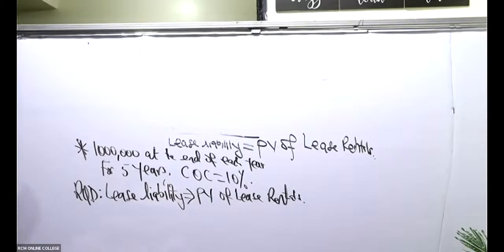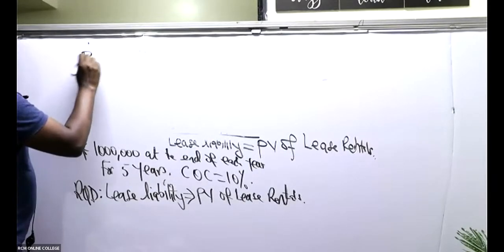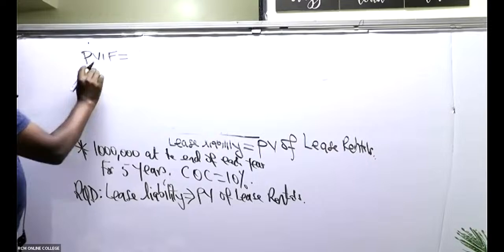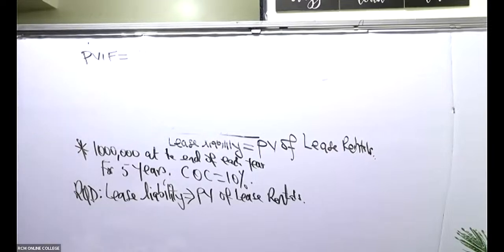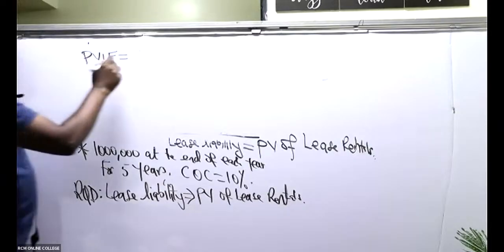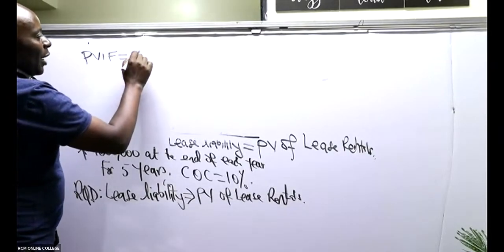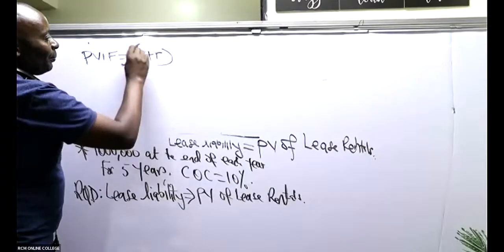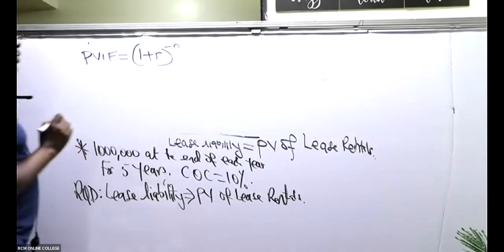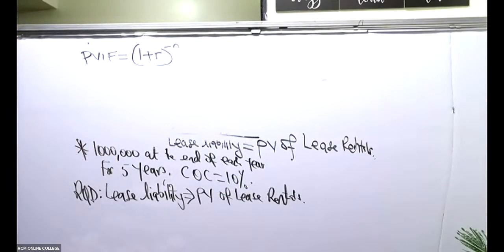Annuities, because of the regularity in most cases. Remember, we have two discounting formulas. We have the PVIF, present value interest factor. This is for the irregular ones. Normally we take 1 plus R raised to negative n, because you're discounting, we subtract up there. This is PVIF, present value interest factor.